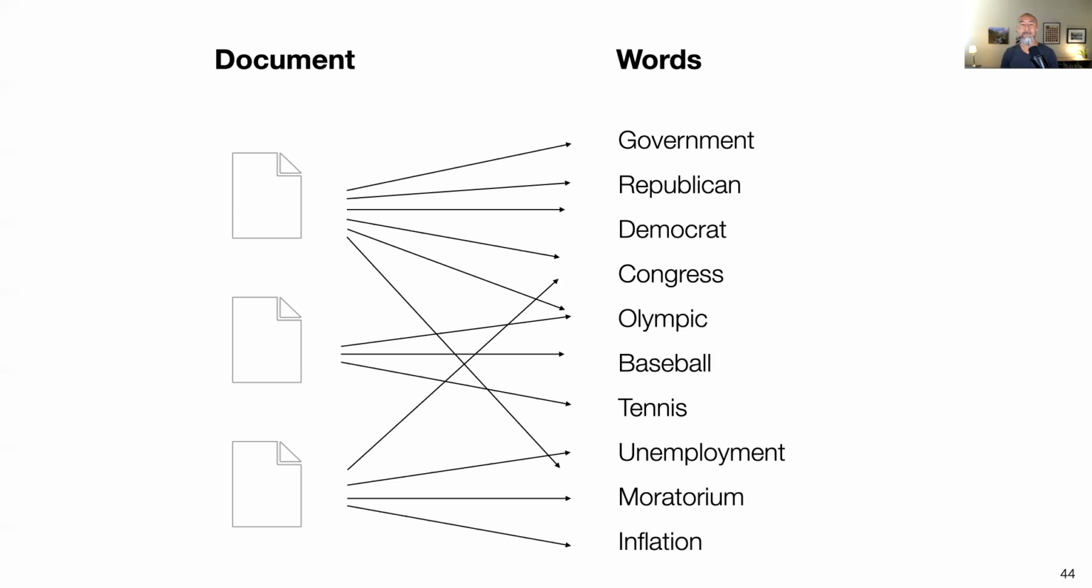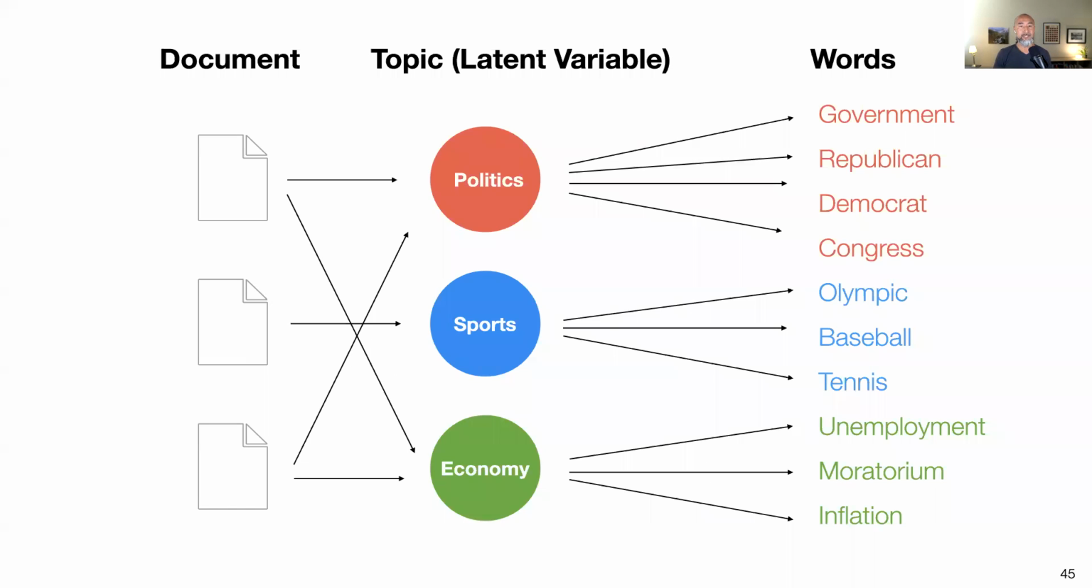Okay, and then when you analyze this, you can start seeing a similarity among those words in terms of how they are used together, how often they are used together, and that's the topic or latent variable. So in this case, it looks like these words, government, Republican, Democrat, Congress, tend to be used together, and Olympic, baseball, tennis tend to be used together, and so on. And again, the labeling is done by the human. So we have to label it. But this machine, computer, or algorithm gives us some kind of categorization of it.